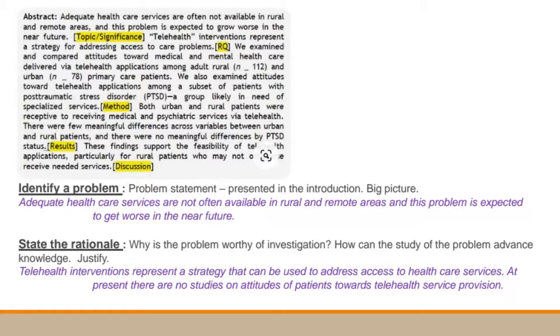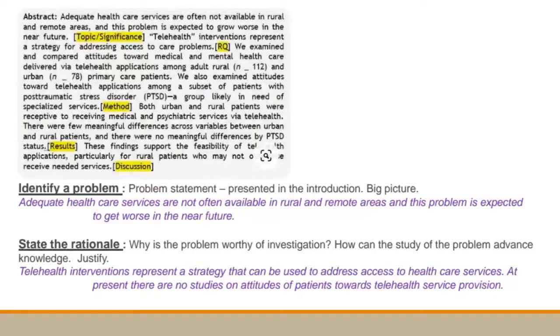There were some meaningful differences across the variables, but the findings basically support the feasibility of telehealth applications. So that is taken from a research paper, and at the beginning of the research paper, you generally see an abstract, and an abstract is like an executive summary of the research that has been conducted. So I've extracted this because it quite nicely shows you the steps that that person undertook in their research process. So the very first thing that happened was they identified the problem. And the problem sits separate from the rationale. The problem is the big picture statement, okay? And it's generally presented in your introduction. So what is the big picture? The big picture that we are trying to address with this.